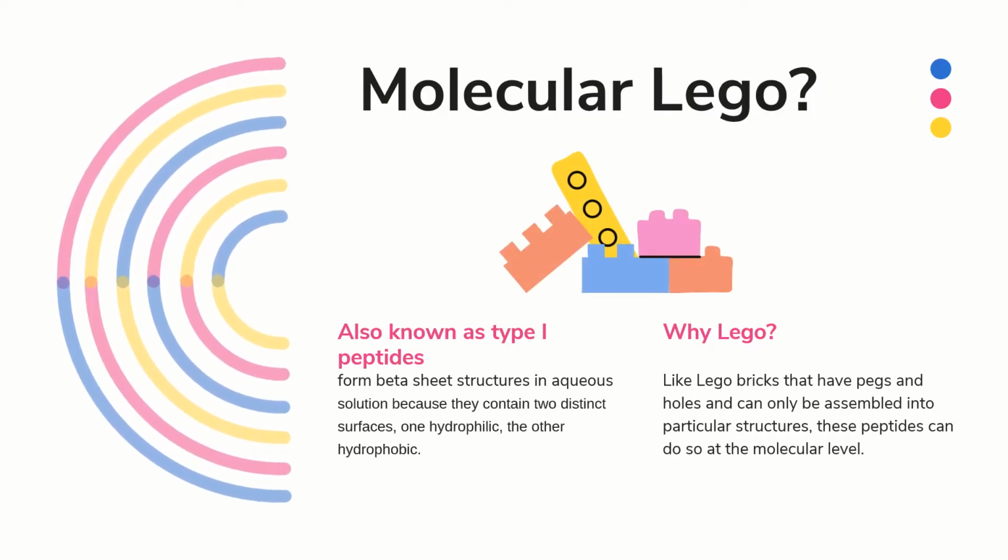Now, this is one of the applications of self-assembly properties, which is the molecular Lego. So what is molecular Lego? Molecular Lego, also known as type 1 peptides, can form beta sheet structures in aqueous solution because it contains two distinct surfaces, the hydrophilic and the hydrophobic part. Why is it called Lego? Like the Lego that we played with before, which has pegs and holes, after we assemble it, it can form particular structures. These peptides can do so at the molecular level.